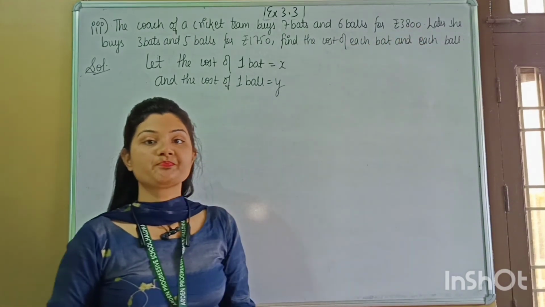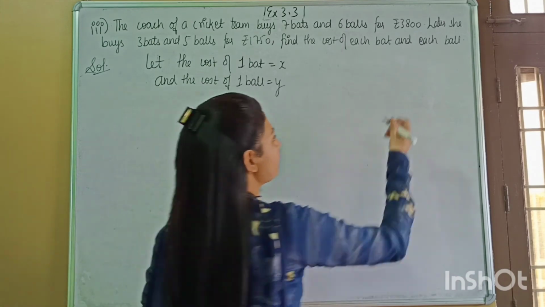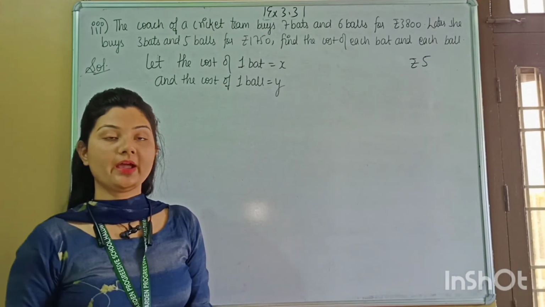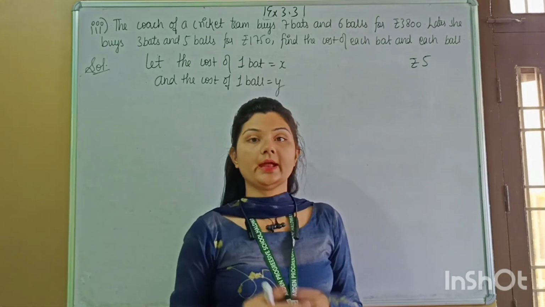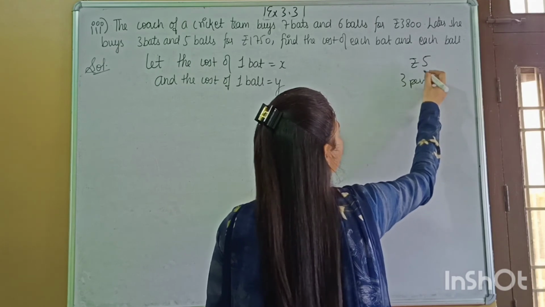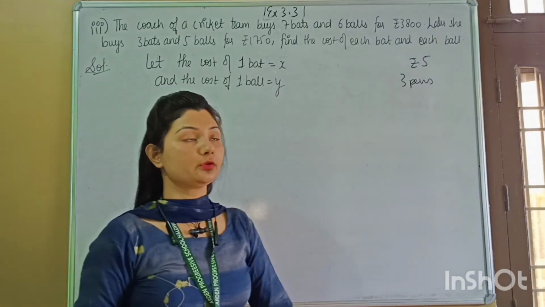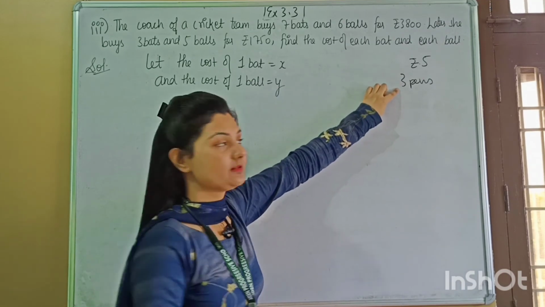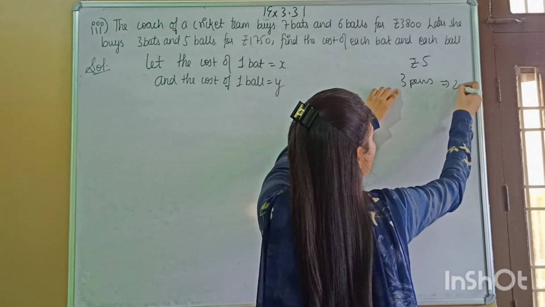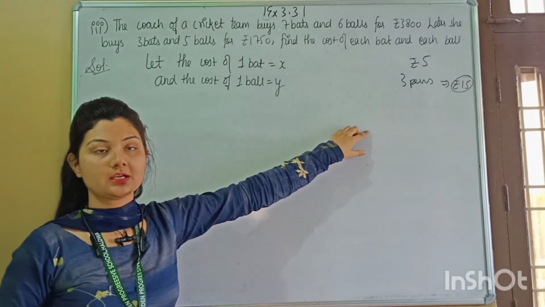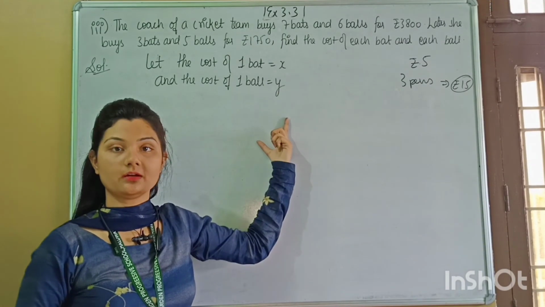See, suppose the cost of one pen is rupees 5, and you have to buy a total of 3 pens. So for finding the total cost, what will you do? You will multiply the cost of one pen with the number of pens, that is 5 into 3. So the total you have to give is rupees 15. So like this only we are doing here also.